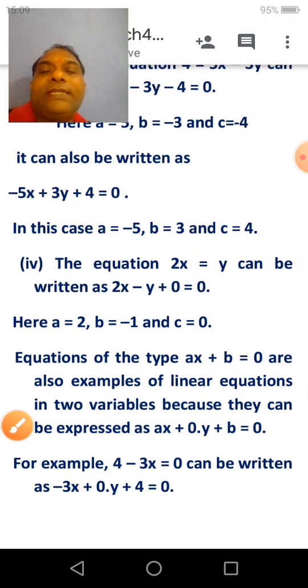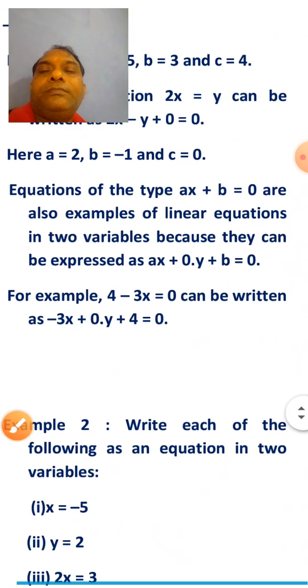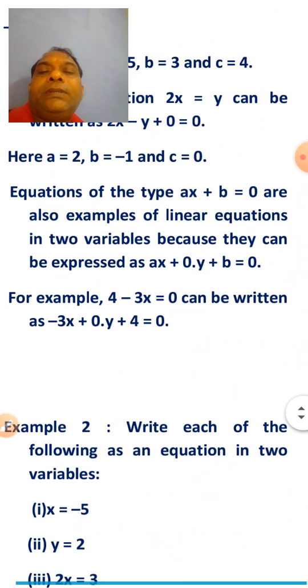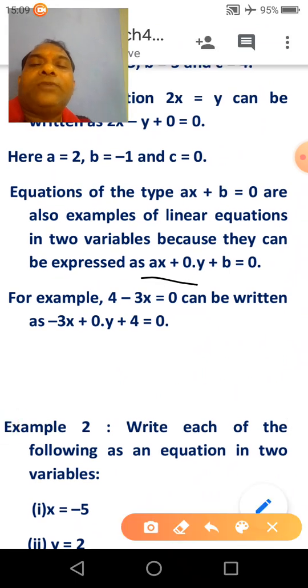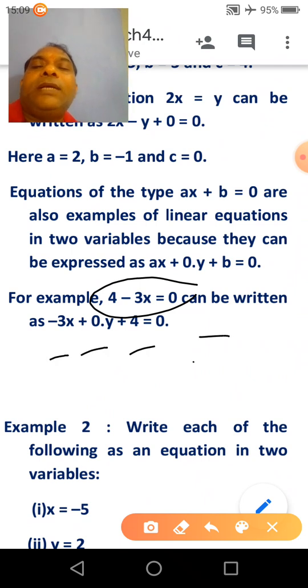Now next example. For example, 4 minus 3x is equal to 0 can be written as minus 3x plus 0 into y plus 4 is equal to 0. It means 4 minus 3x is equal to 0 is a linear equation of two variables. Clear?